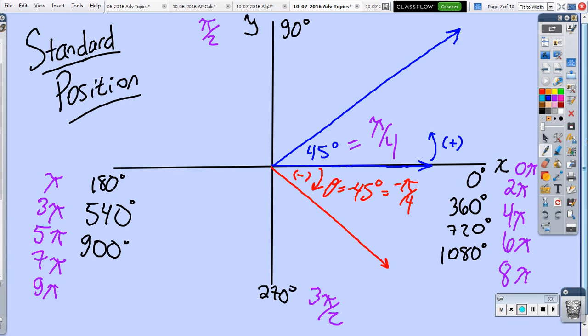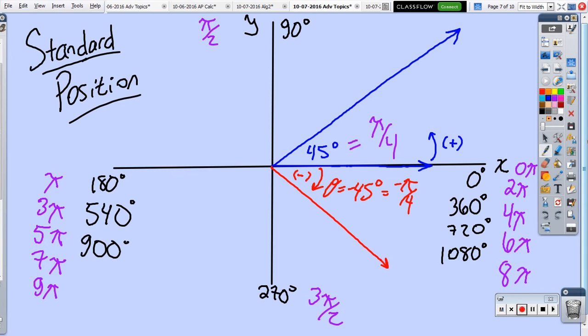So notice 0 degrees was like this. If I went all the way around, notice the initial and the terminal both are at the same spot. So 0, 360, 720, these are all coterminal angles, because the initial ray and the terminal ray are in the same place. And we'll talk more about coterminal angles in a second. This is called graphing in standard position.